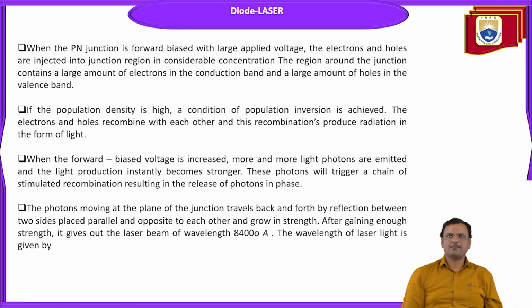The region around the junction contains a large amount of electrons in the conduction band and a large amount of holes in the valence band. All these things I already told. If the population density is high, a condition of population inversion will be achieved. The electrons and holes recombine with each other, and this recombination produces radiation in the form of light.